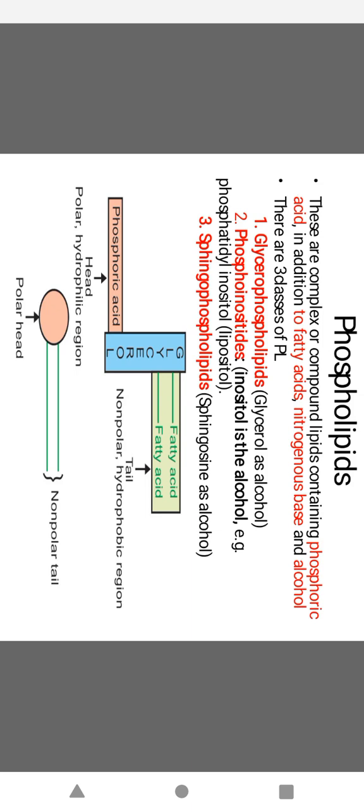First one, glycerophospholipids. Next one, phosphoinositids. Third one is sphingophospholipid. Majorly, they are divided into two, glycerophospholipids and sphingophospholipid. They are classified based on the alcohol present in it. If glycerol is the alcohol, that is called glycerophospholipids. If sphingosine is the alcohol, it is called sphingophospholipid. And if inositol is the alcohol, that is phosphoinositids.